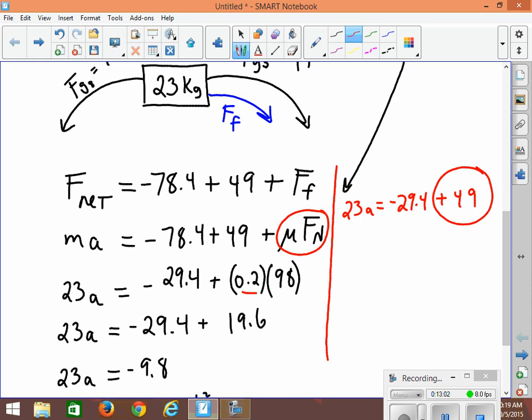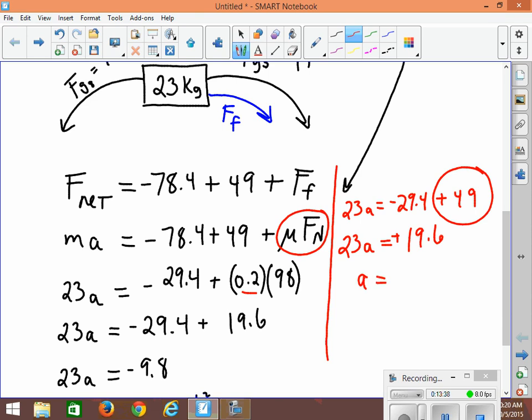What would be 47? 0.5 times 98? I'm sure I got that one right. It's 49 newtons. Now, watch what would happen if you put in this 49. Now, Danielle, why don't you figure out 49 take away 29.4 for me? 19.6. Positive, right? Positive.